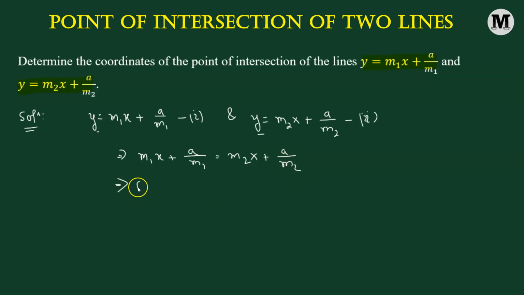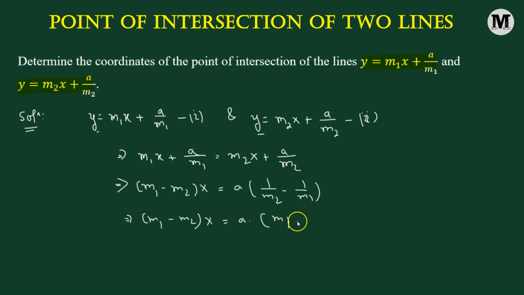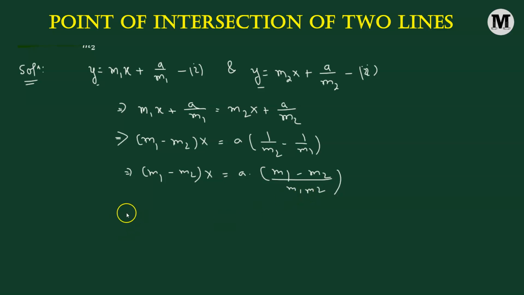Okay, that means we have (m1 minus m2) times x equals a multiplied by (1 over m2 minus 1 over m1). Furthermore, we have (m1 minus m2) times x equals a times (m1 minus m2) divided by m1 times m2. So we can factor out m1 minus m2 from both sides, and that's going to give us the value of x. So x comes out to be a multiplied by 1 over the product of m1 and m2. So that's the value of x. Let's label this as number 3.